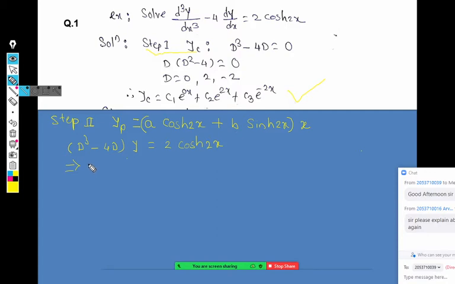Equating the coefficient of sinh 2x, or equating the coefficient of x sinh 2x, or equating the coefficient of cosh 2x or x cosh 2x. So there are 4 comparisons. You can equate 4 coefficients. Out of that, only 2 equations are enough. If you equate only 2, you will get the answers a and b.